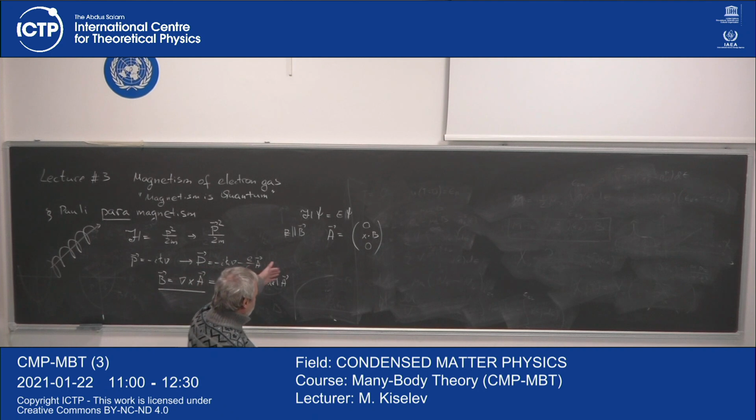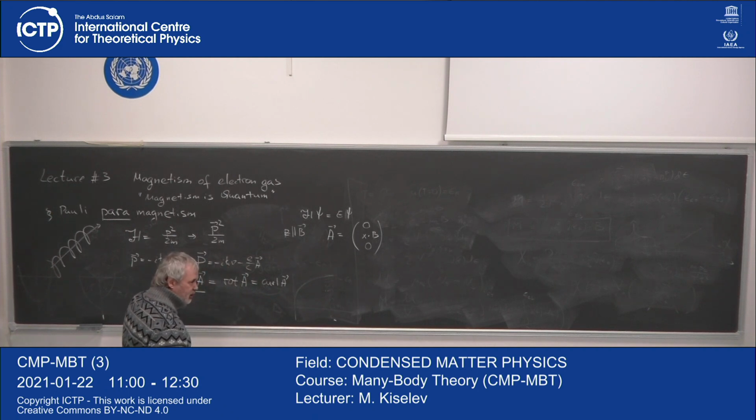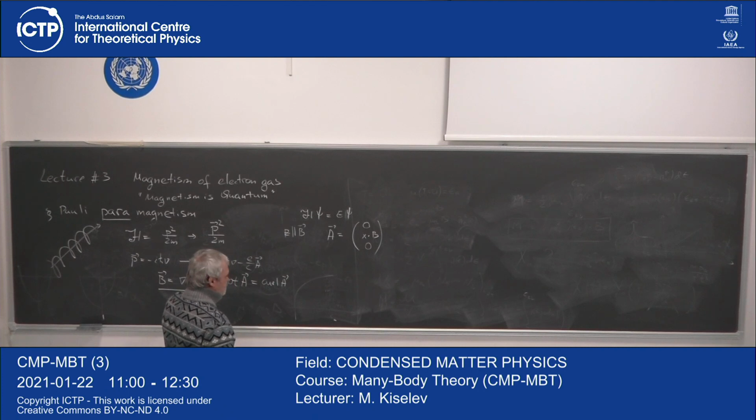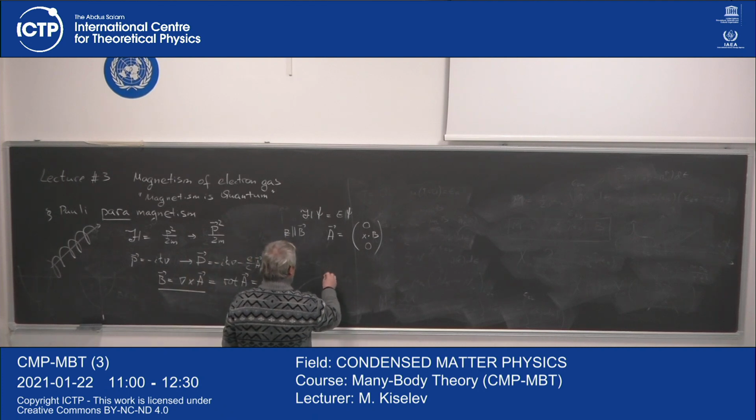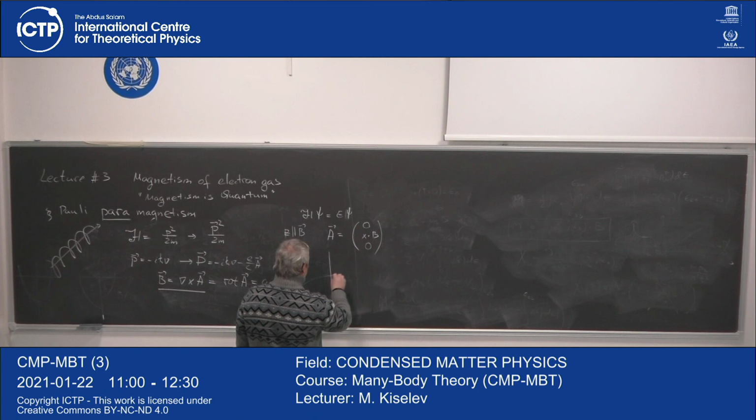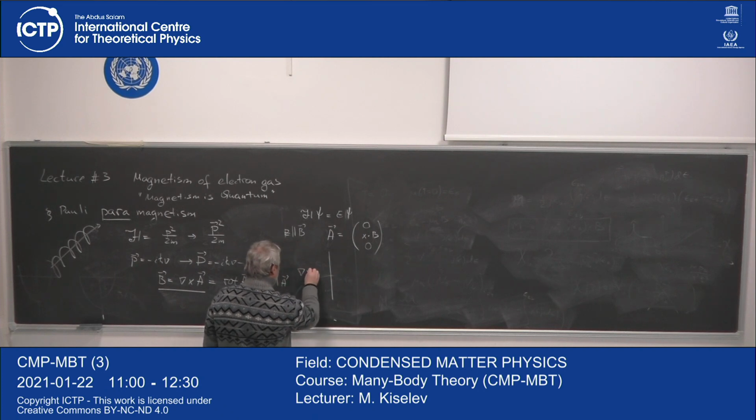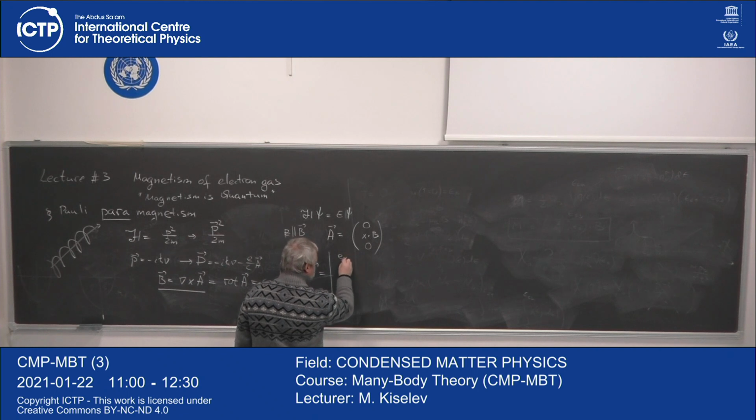Let's check that with this choice of the vector potential, I satisfy my equation for the magnetic field, which is nabla times B. So let me compute nabla times B. Oh, sorry, nabla times A, which is, this is determinant. So this is vector product.